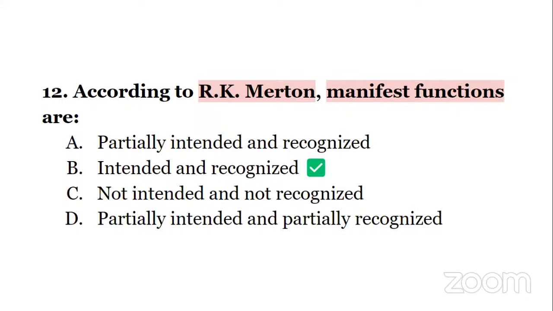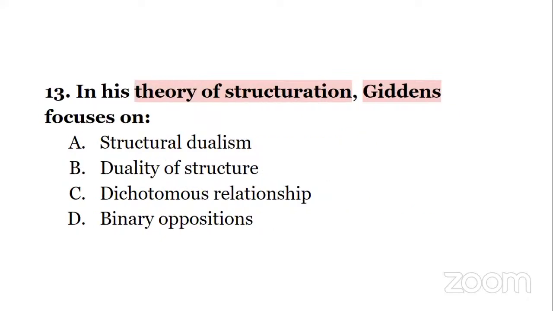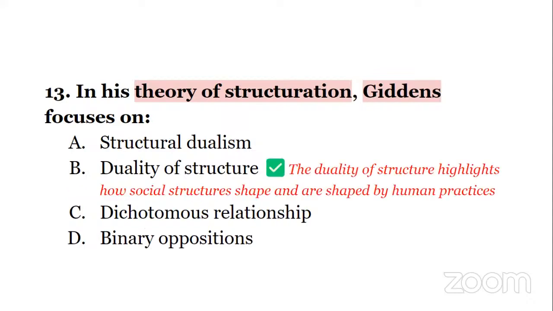Okay. Next question. In his theory of structuration, what does Anthony Giddens focus on? And the options are structural dualism, duality of structure, dichotomous relationship, binary oppositions. And the right answer is option B, duality of structure.